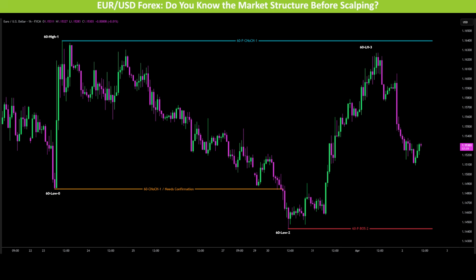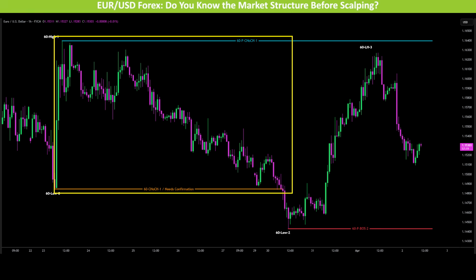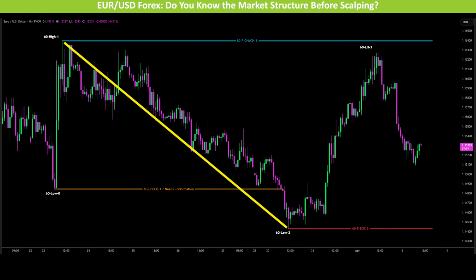However, what initially looked like a simple retracement turned into a full bearish impulsive movement, from 60-minute high 1 to 60-minute low 2, and this movement took 118 candles to develop, which represents 118 hours. This is where many traders struggle.